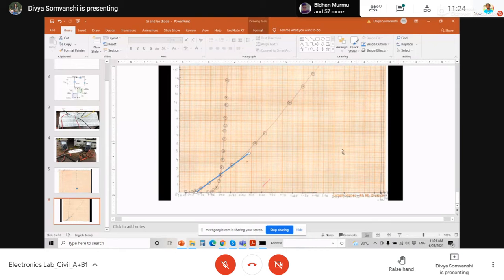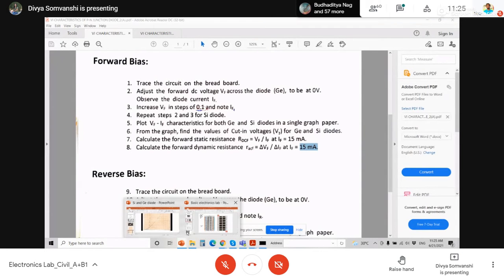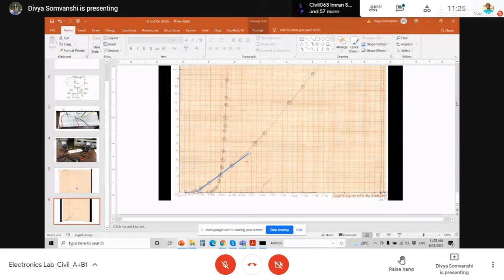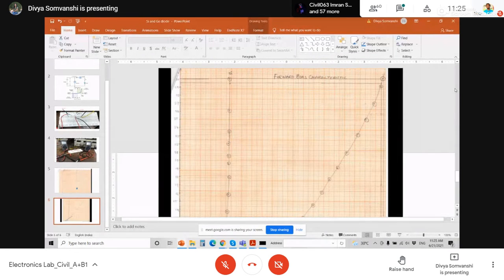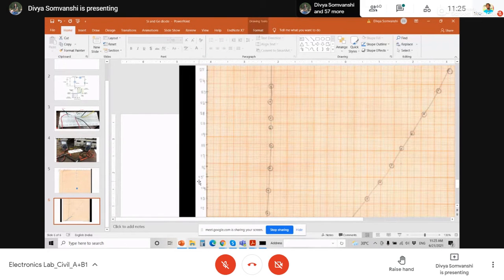Now, if you have to determine the forward static resistance, we already know it is Vf divided by If. And they have already written that the If value should be 15 milliampere. It means in your plot, you have to check where you are getting the 15 milliampere value. I don't know if you can see the values on the x-axis or not.